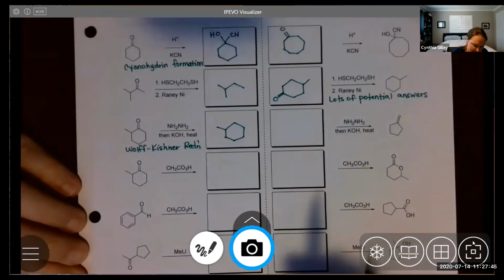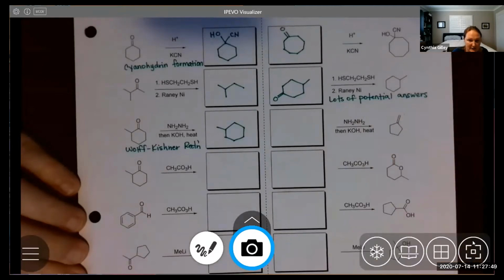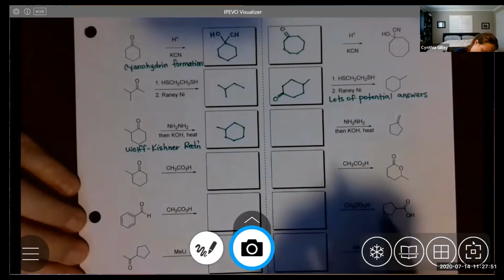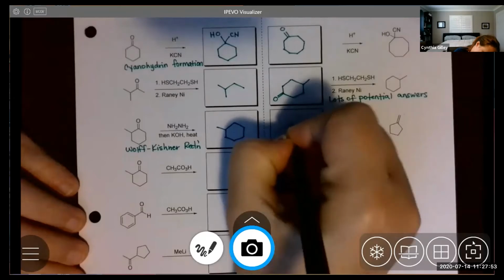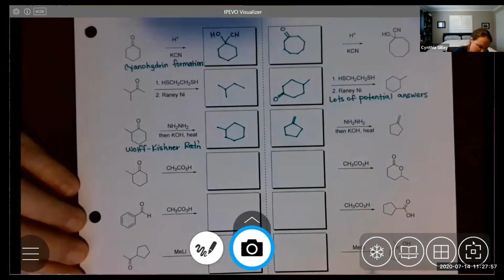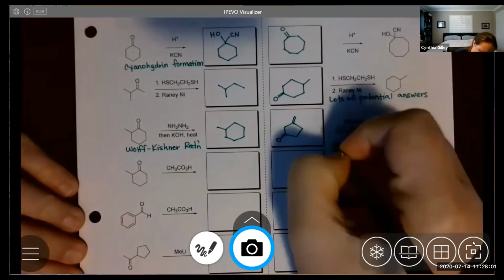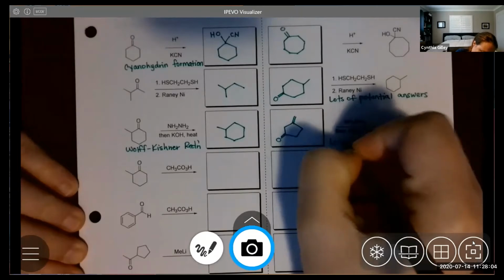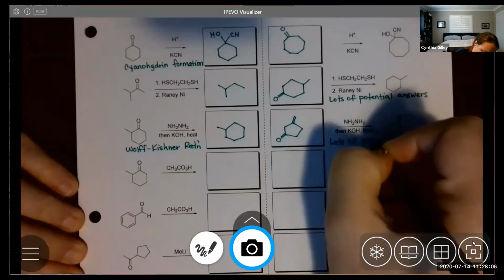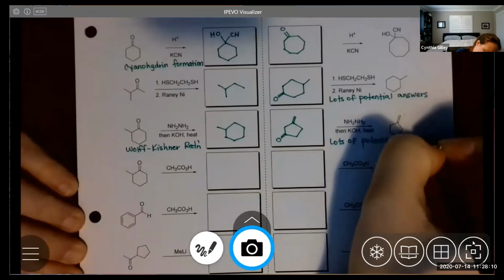And then again, this is going to be removal of a carbonyl. And again, there's lots of potential answers here. You could put the carbonyl anywhere. So you decide where you want to put it. Here, there. Again, lots. It's hard to know exactly where the carbonyl was.